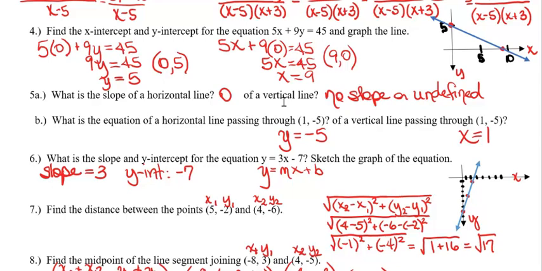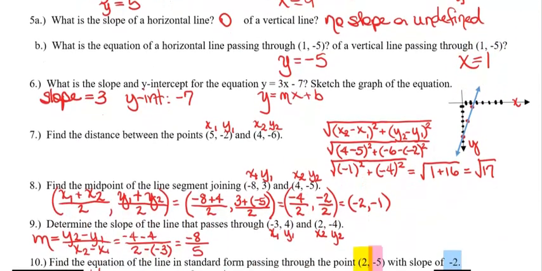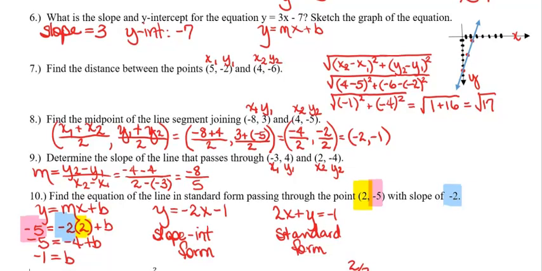Well, the equation of every horizontal line on the face of the earth is going to be y equals something. So all I have to do is look at this and see, okay, y equals negative 5, so that's going to be my equation. Then the equation of every vertical line on the face of the earth is going to be x equals something. So again, I can look at my ordered pair and I can see it's just going to be x is equal to 1. All right, then for number 6, it asks us to find the slope and the y-intercept and sketch the graph.